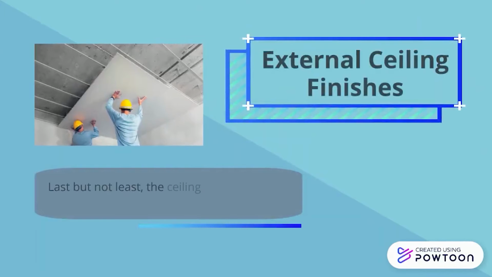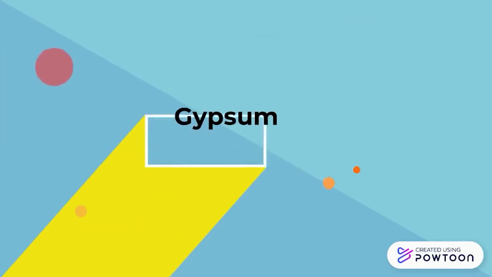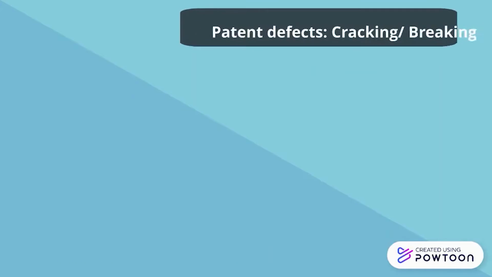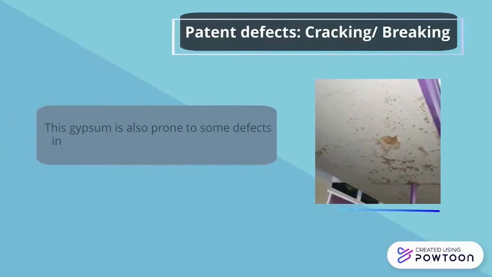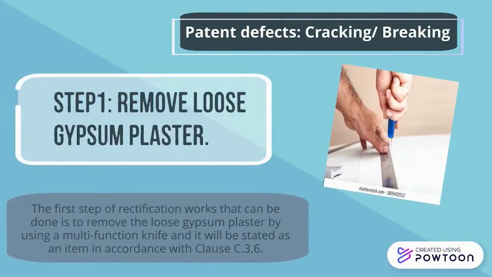Last but not least, the ceiling finish that I use for external surfaces is the gypsum ceiling. Gypsum is also prone to some defects, and one of them is cracking. The first step of rectification works that can be done is to remove the loose gypsum plaster by using a multifunction knife, and it will be stated as an item in accordance with class C.3.6.